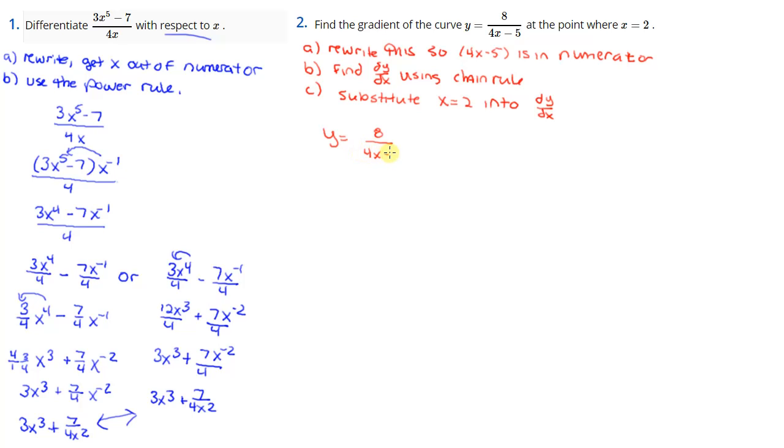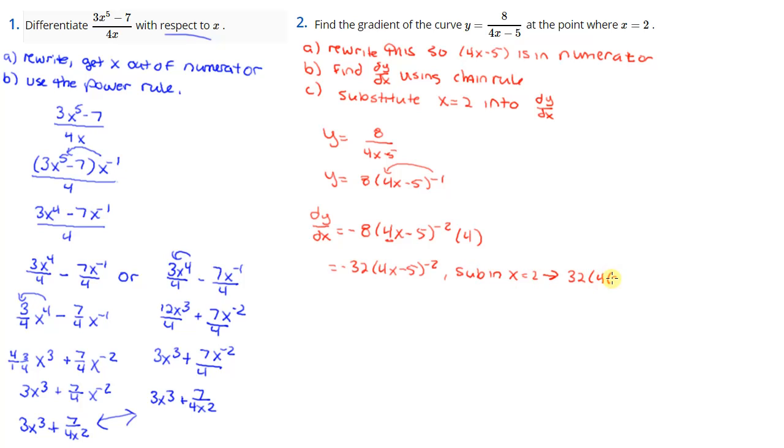Y equals 8 times 4x minus 5. So now I'm going to move this up, and it's going to become 8 times 4x minus 5 to the negative 1. When I use the chain rule, remember that's the derivative of the outside times the derivative of the inside. So that's going to be negative 8 times 4x minus 5 to the negative 2. And the derivative of the inside is 4. So multiplied times 4, I get negative 32 times 4x minus 5 to the negative 2.